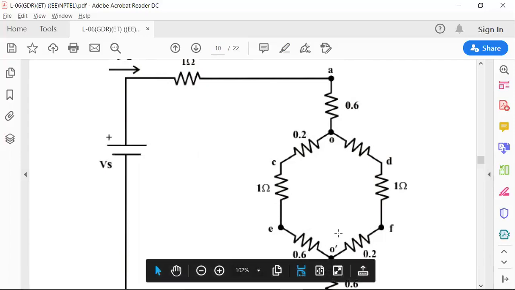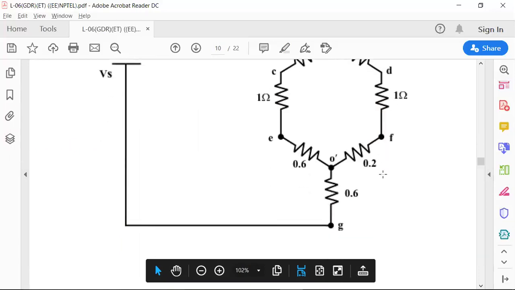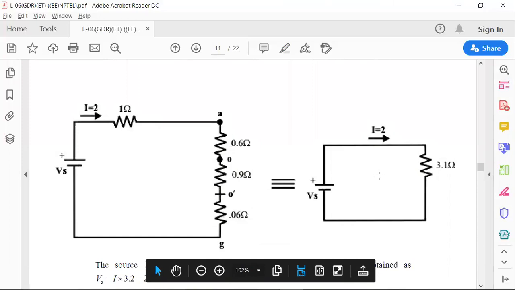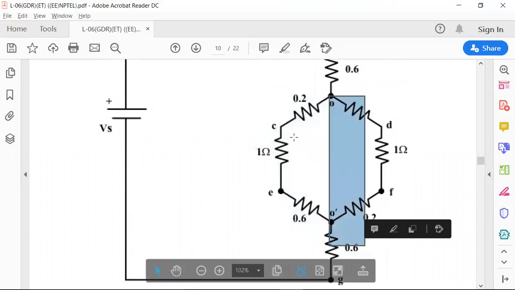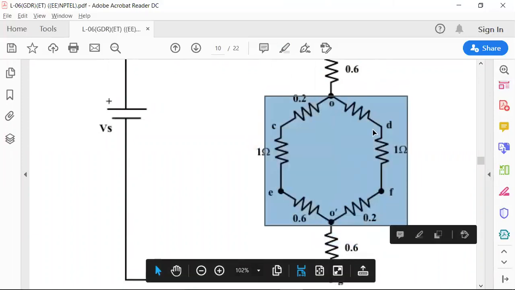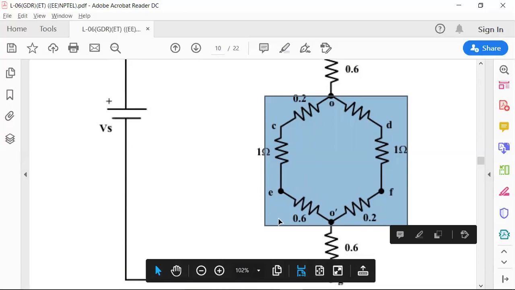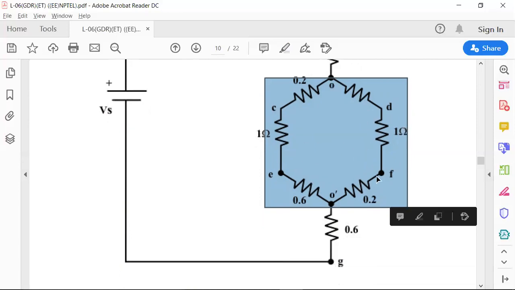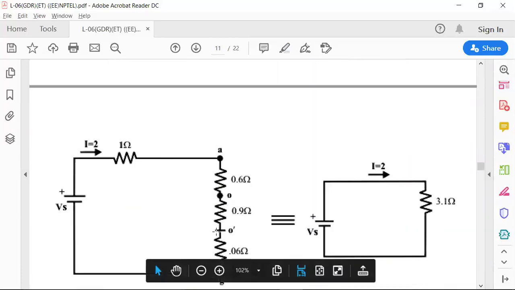And this is O and O dash. Then from this O and O dash, you summarize the circuit again. Let me move to the next slide. This circuit between O and O dash, I converted to 0.9 ohms. How? 0.2, 1 and 0.6 are in series. These three are series. After that, the result looks like a parallel connection. After doing the mathematics, the value will be 0.9 ohms. Then I substituted the 0.9 ohms between O and O dash.